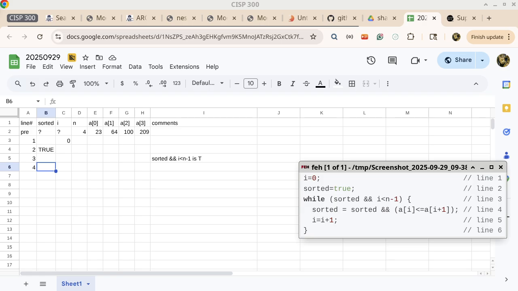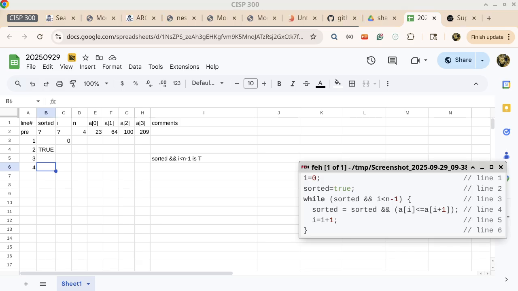Yep, column E, because I has a value of 0. So the expression I gives me the value of 0. And then I just go like, oh, okay, so you're really just looking for a[0], which is our column E. So that means I'm comparing the value of column E versus the value of column F, which also means I'm really just comparing 23 and 64 and seeing if 23 is less than or equal to 64. The answer is yep, it is true.